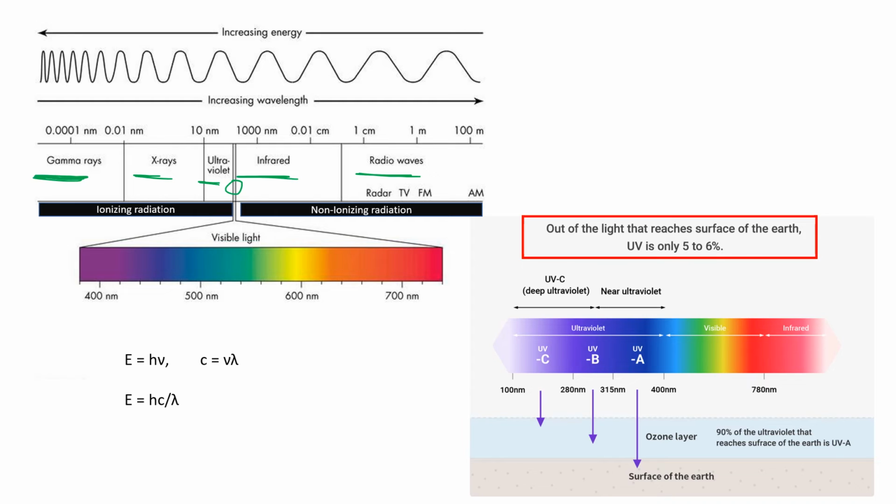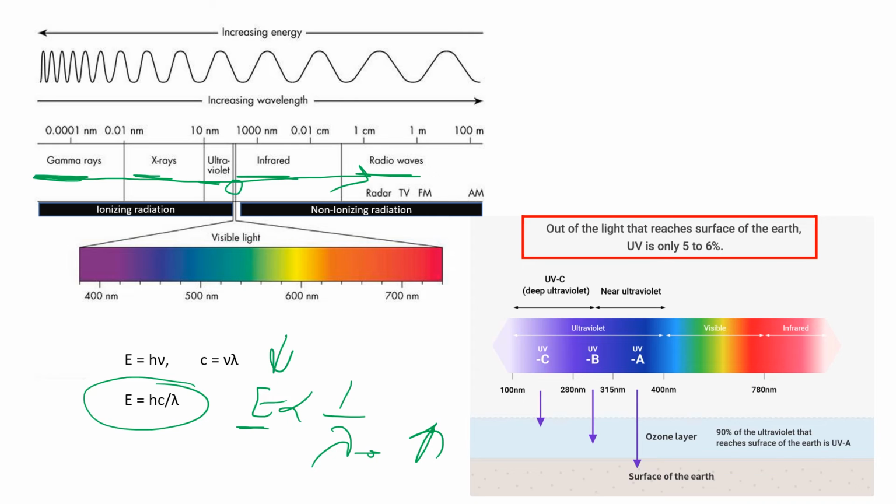When we go from gamma radiation towards the radio wave, you can see the wavelength is continuously increasing, but the energy is continuously decreasing, because in this equation, E is inversely proportional to lambda, the wavelength. When the wavelength is increasing, the energy is decreasing, or vice versa. So here you can see the UV radiation, because the ozone layer protects us from UV radiation.